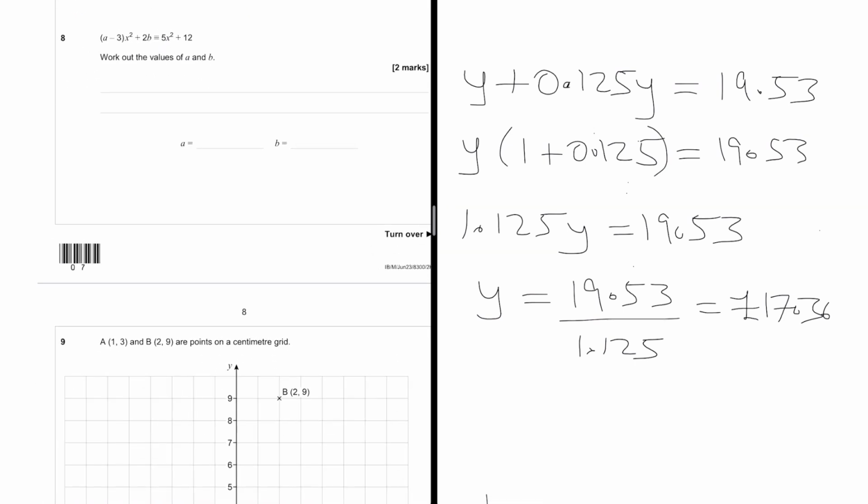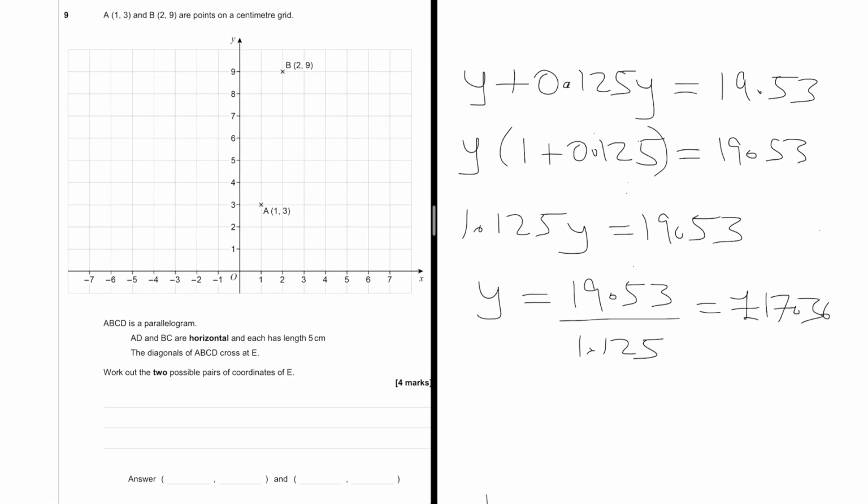So for question 8, we have a minus 3x squared plus 2b equals 5x squared plus 12. So here, we want to know what a and b are. Well, here we can just compare the coefficients. So we have that a minus 3 equals 5, and we have 2b equals 12. So if we add 3 to both sides, we get that a is equal to 8, and we have that b is equal to 12 over 2, which is 6. So we have 8 and 6.